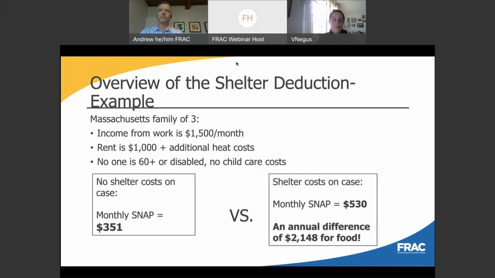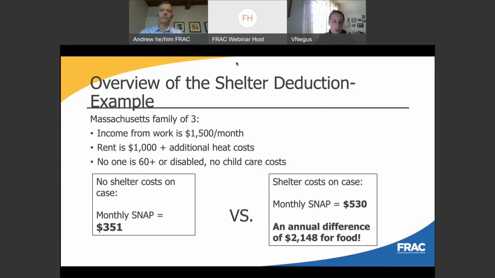Because we want to move from what the wonky policy is to what this really means for families, I wanted to give a case example that we'll use through the rest of the overview to illustrate the impact of shelter costs on SNAP. This family is in Massachusetts: 2 parents, 1 child, and their income from work is $1,500 a month.